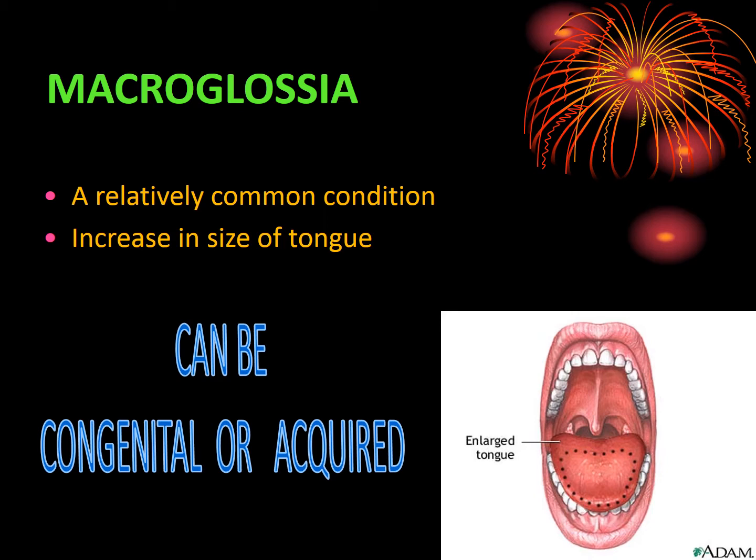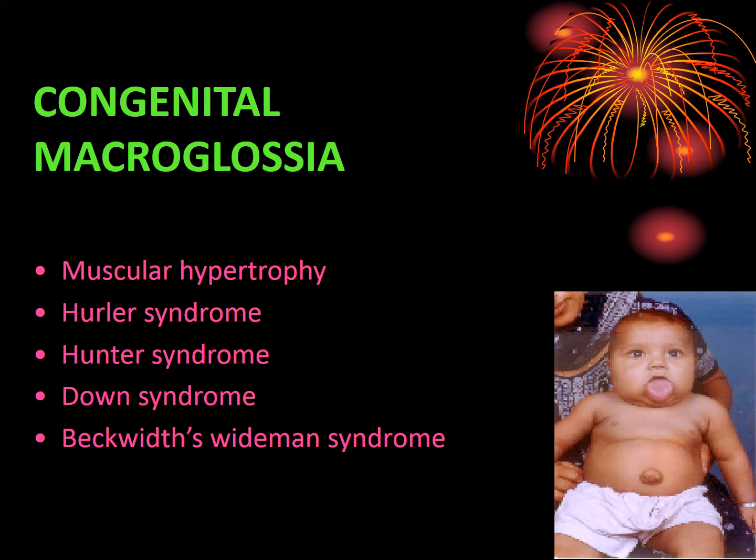The tongue size can be large, or because of other conditions like edentulous arches, or because of any systemic disorders like amyloidosis or any accumulative disorders, or because of carcinoma or any other lesions, the macroglossia condition can occur. A few congenital macroglossia conditions are muscular hypertrophy, Hurler's syndrome, Hunter's syndrome, Down syndrome, and Beckwith-Wiedemann syndrome. A syndrome is a condition where two or more anomalies together are collectively called a syndrome. So in these syndromes, macroglossia is one of the features.